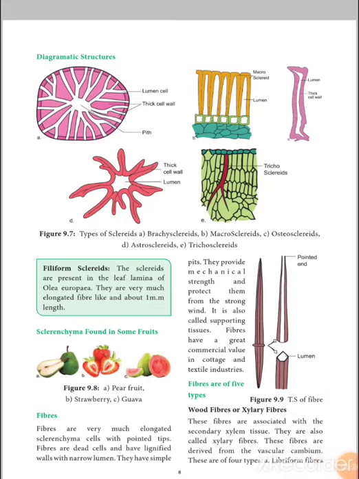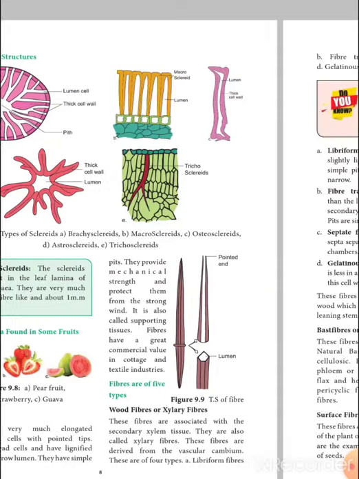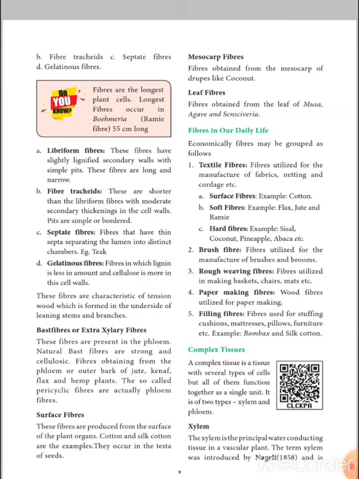These fibers are associated with secondary xylem tissues. They are also called xylary fibers. These fibers are derived from the vascular cambium. These are of four types. First one, libriform fibers, fiber tracheids, septate fibers, and gelatinous fibers. Now we study one by one these four types.